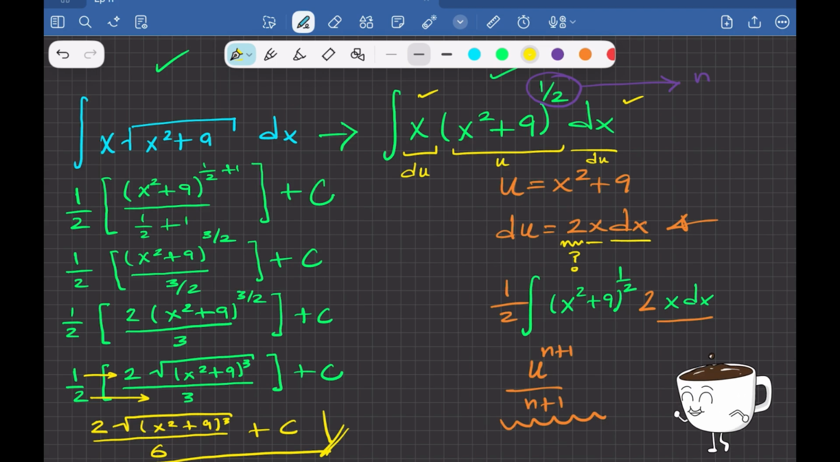Very well. From there, the 3/2 becomes a square root, with everything inside the root raised to the cube. We had nothing more to do than multiply by the fraction we had on the outside, which is 1/2, from the start of the chain rule. And we conclude that the solution is 2 times the square root of x squared plus 9, all that raised to the cube, over 6, plus the integration constant.